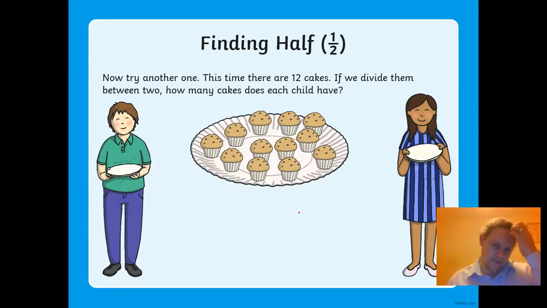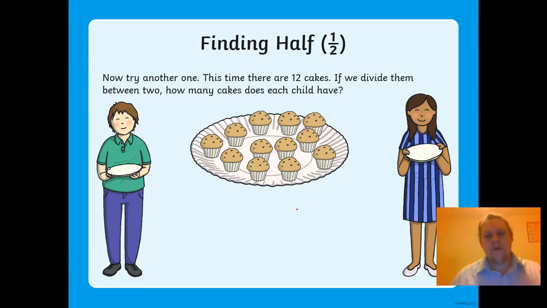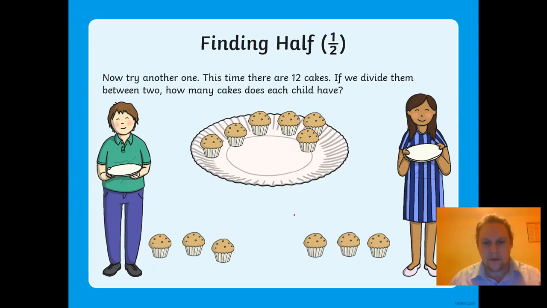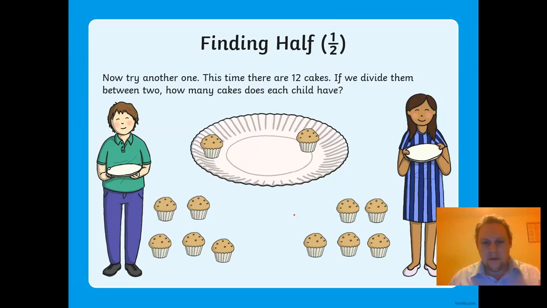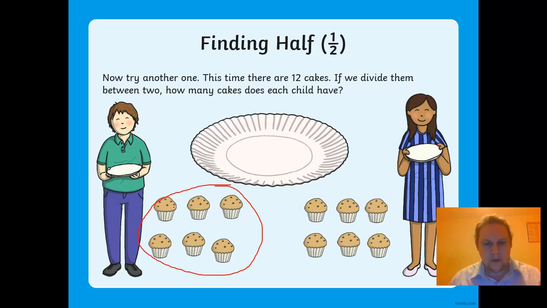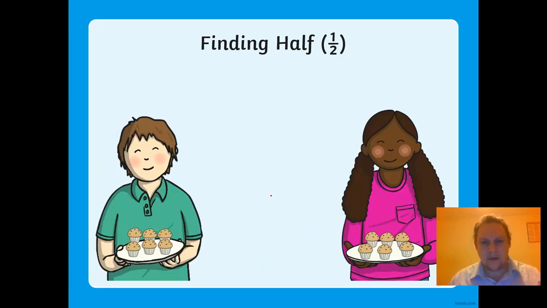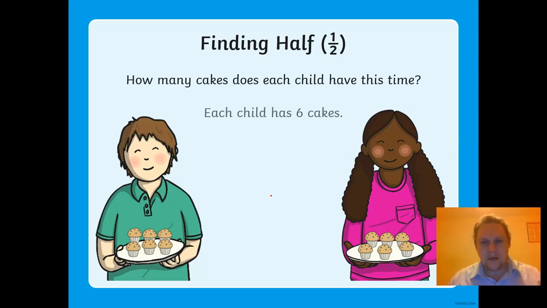All right, another one. This time we've got 12 cakes. If we divide them between 2, how many cakes does each child have? Let's find out. 1, 2, 3, go. Let's do it really quick. Rightio. This time, how many have we got? 1, 2, 3, 4, 5, 6. And the girl got 6 as well. So how many cakes does each child have this time? Each child has 6 cakes. Half of 12 is 6.